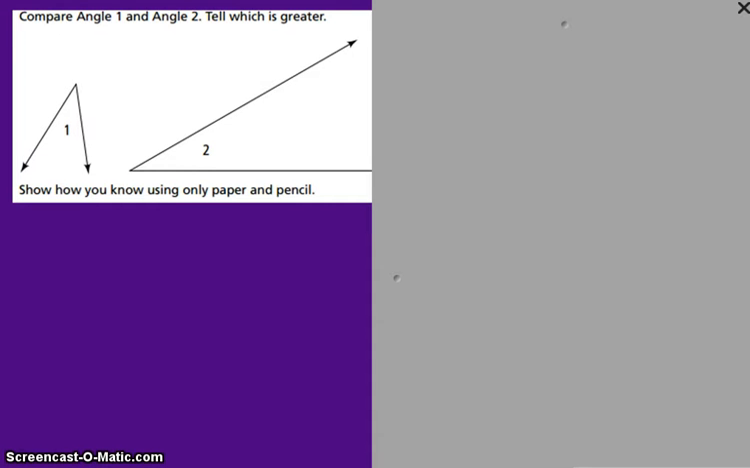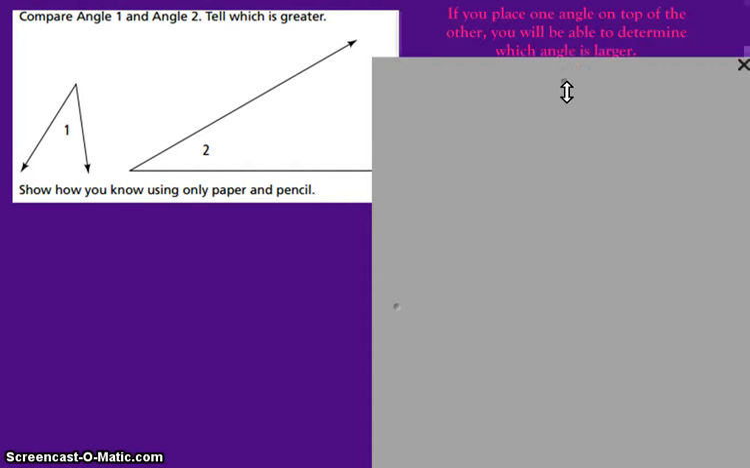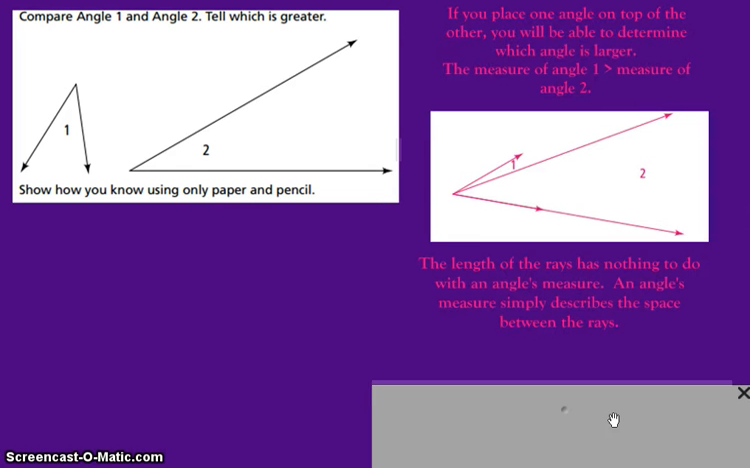Compare angle 1 and angle 2. Tell which is greater. Show how you know using only paper and pencil. If you take the two angles and line up the lower edge of both angles together, you will see that angle 1 is slightly larger than angle 2.